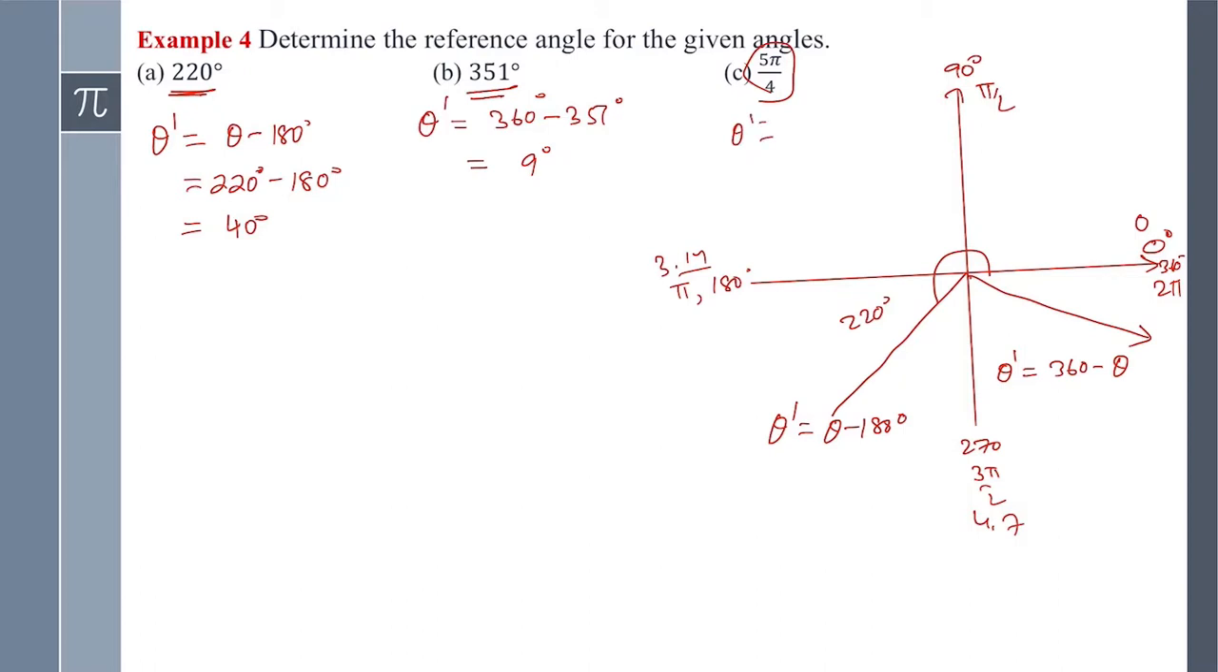Now for this one, this is in the third quadrant, so we have to do theta prime equals 180 degrees. If it's in degrees we do 180 degrees, but it's in radians, so we have to do theta minus pi here. So theta is 5 pi over 4 minus pi, which gives us pi over 4. So that's how we find the reference angle, and this is very important when we start finding the values of the trigonometric functions.